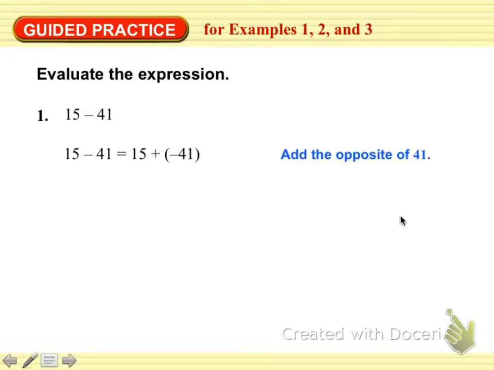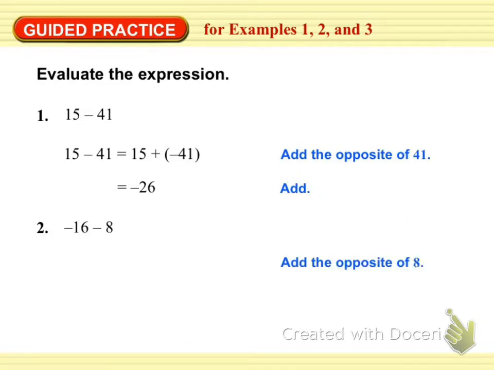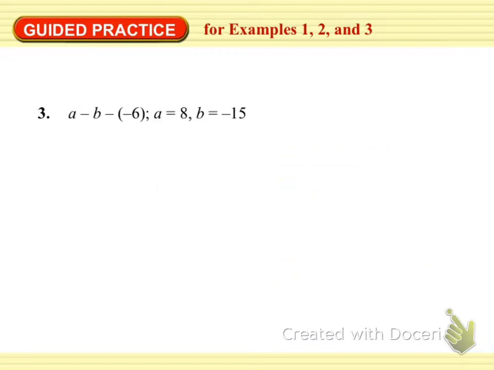All right, here are some to practice. Go ahead and work on this, and then we'll check our answer. We're adding the opposite of 41, so we've rewritten it as our addition problem, and we should get a negative 26. Let's try this one. Let's check our work. We're going to add the opposite of 8, so negative 16 plus negative 8. Like signs means we add the absolute values and keep the sign. Negative 24. All right, one more practice.